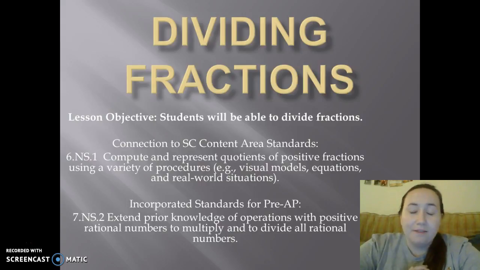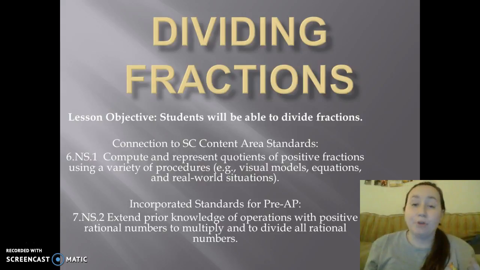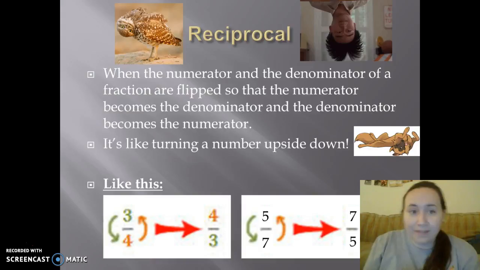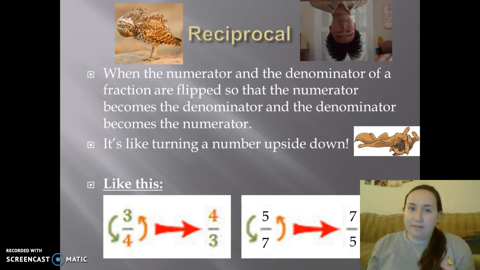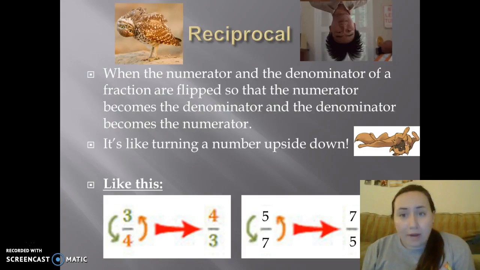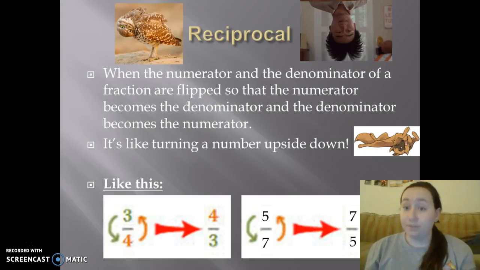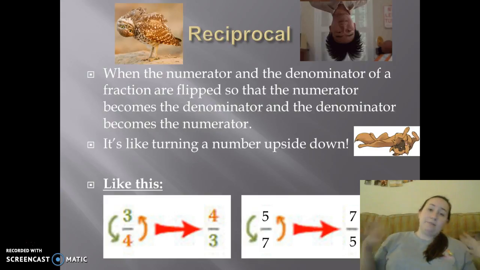So, let's begin. Before we can even begin to divide fractions, we have to know what a reciprocal is. Reciprocal. First, let's read the definition so we can get all that math vocabulary in. When a numerator, which is the number on top, and a denominator, which is the number on the bottom of a fraction, are flipped so that the numerator becomes the denominator and the denominator becomes the numerator. Whoa. Okay, let's break it down.